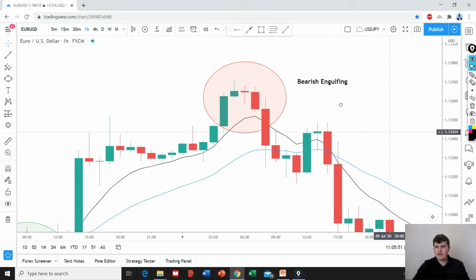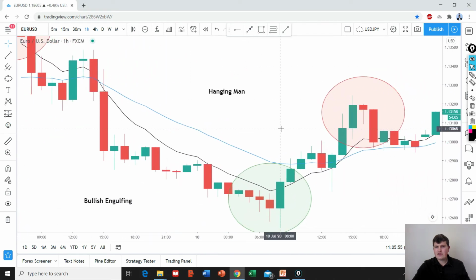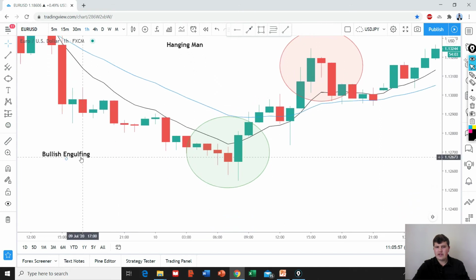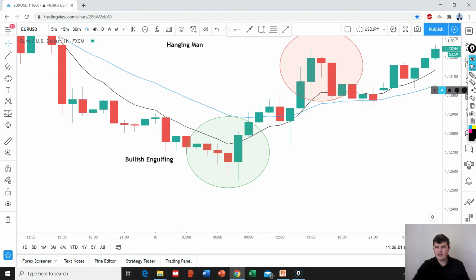Moving on to another candlestick pattern. This one over here is another bullish engulfing candle. It's a bit clearer to see. Over here it just fully engulfs the previous candlestick, and this is a really aggressive candlestick, and you can expect a higher move to the upside.